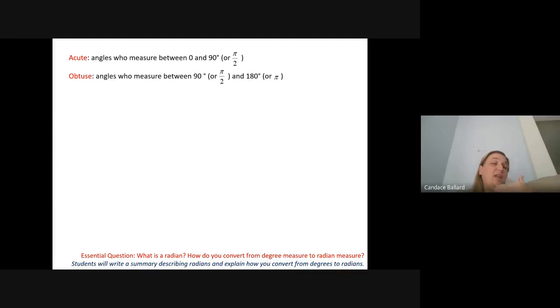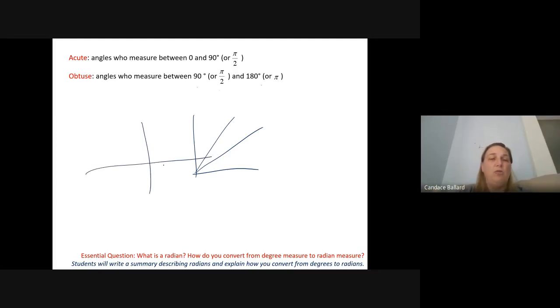So these should be things that you know. Do you know what acute and obtuse are? My second grader was studying acute and obtuse, so you should know what these are. Acute angles are between 0 and 90, or in our new radian world, between 0 and pi over 2. Anything you could draw in that first quadrant would be what we consider acute. Obtuse is anything between 90 and 180, or pi over 2 and pi. So anything you could draw in here is going to be obtuse.